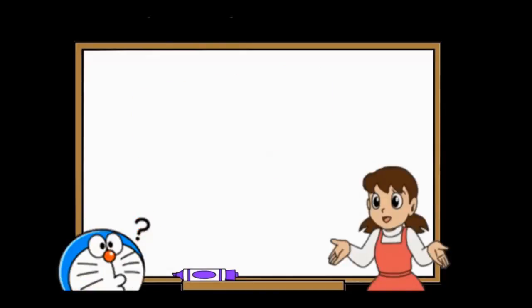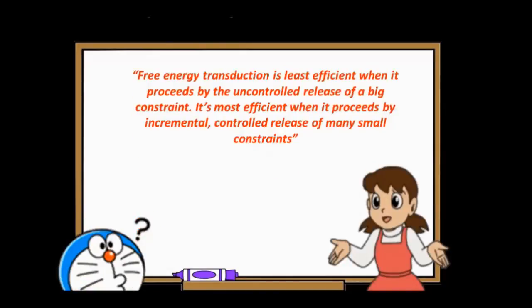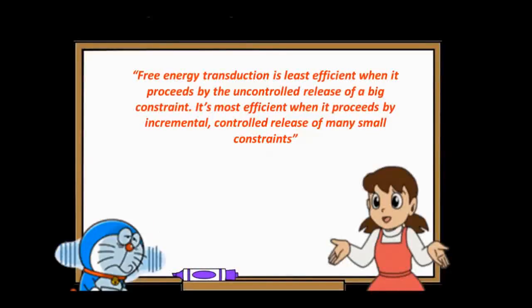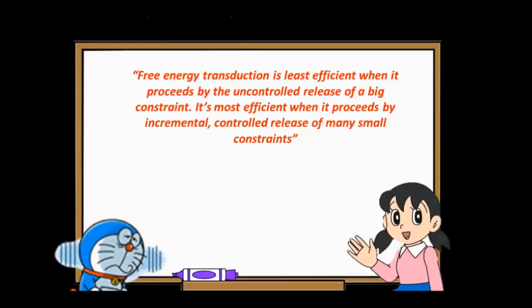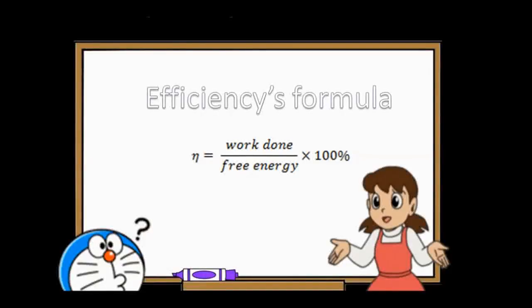Free energy transduction is less efficient when it proceeds by uncontrolled release of a big constraint. It's most efficient when it proceeds by incremental, controlled release of many small constraints. And how am I supposed to understand that? Well, know that the system can achieve its maximum efficiency when it takes tiny steps. Efficiency will be 100% when the work done and free energy are equal, so the work done by the machine must equal the free energy stored in the machine.